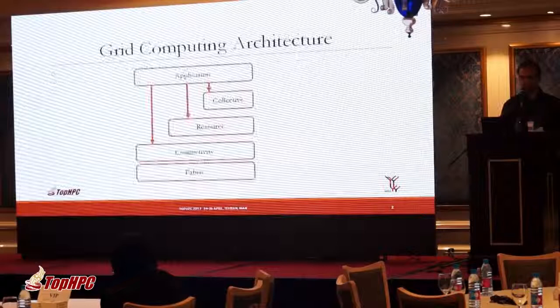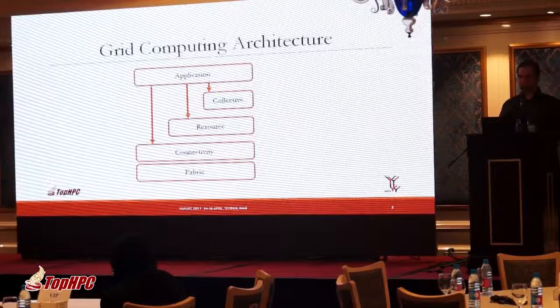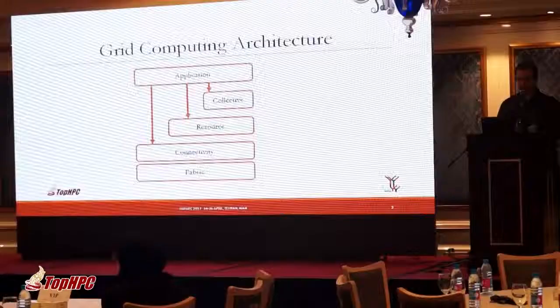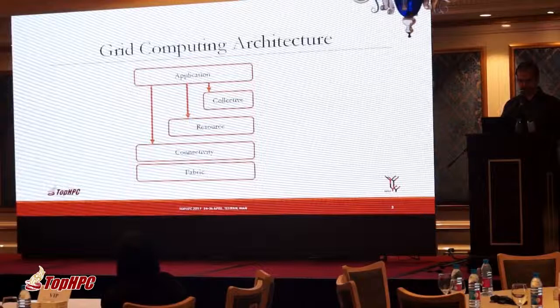The grid architecture follows the principles of the hourglass model. The fabric layer provides access to resources made available by the grid infrastructure. The neck of the hourglass consists of resource and connectivity protocols, which facilitate the sharing of individual resources. The collective layer involves the coordinated or collective use of multiple resources and consists of protocols and services that capture interactions across collections of resources. The final layer, application, consists of user applications operating within the virtual organizations.